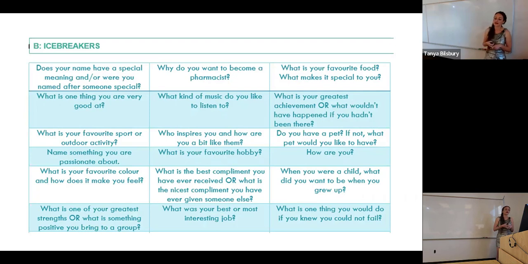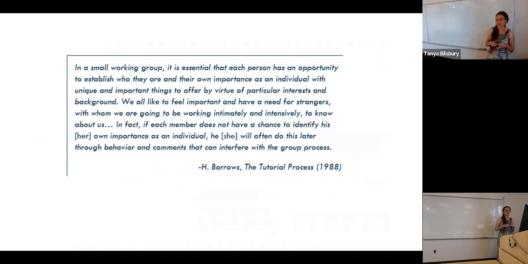Something that I've done is use icebreaker questions to help people get to know each other a little. And those can be useful with a new group. I think Howard Burroughs, who wrote about process interventions in education, put his finger on it when he talked about the importance of people knowing each other.